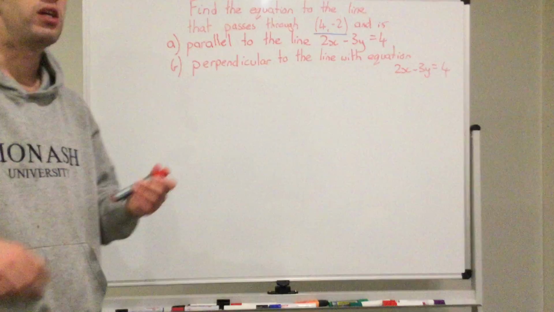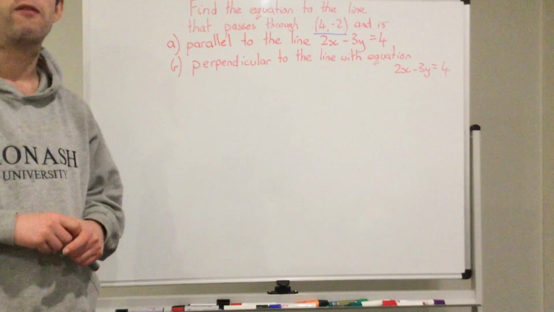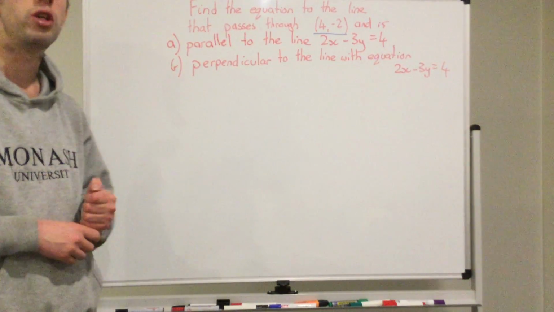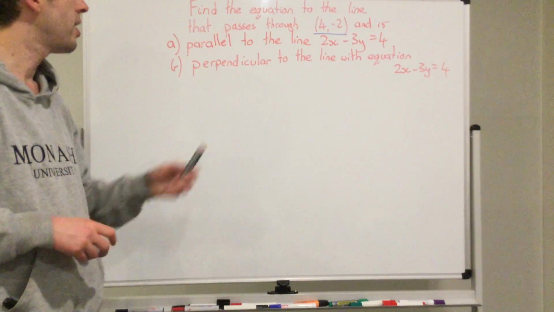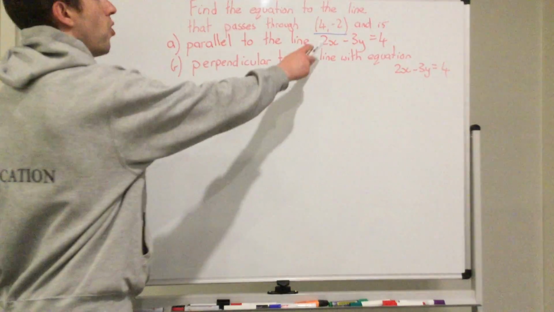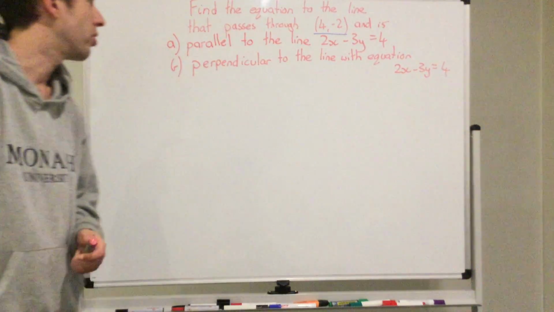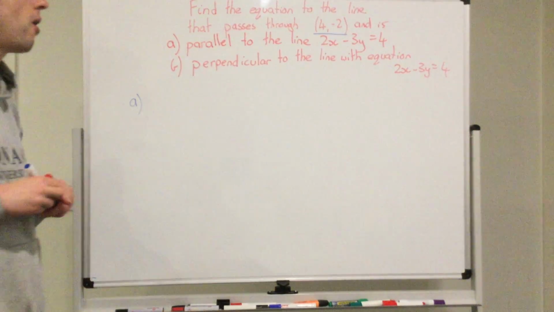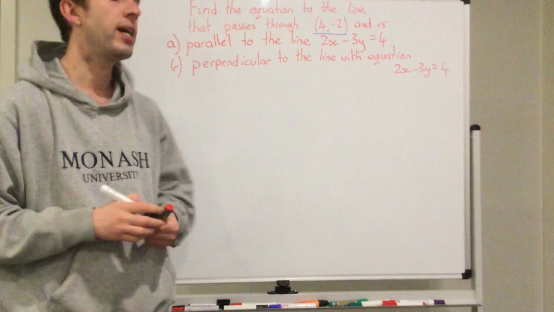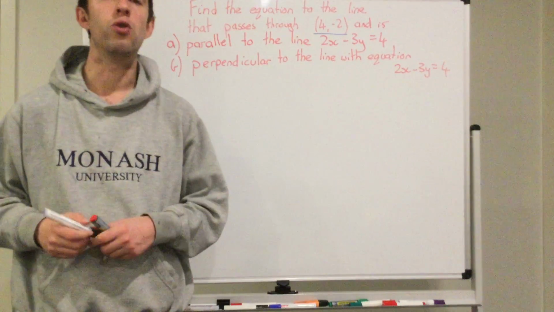We are going to be using our understanding of linear equations and applying it to this problem. We are going to find the equation of the line that passes through x is 4, y is negative 2. And the first one is parallel to the line 2x take 3y equals 4.